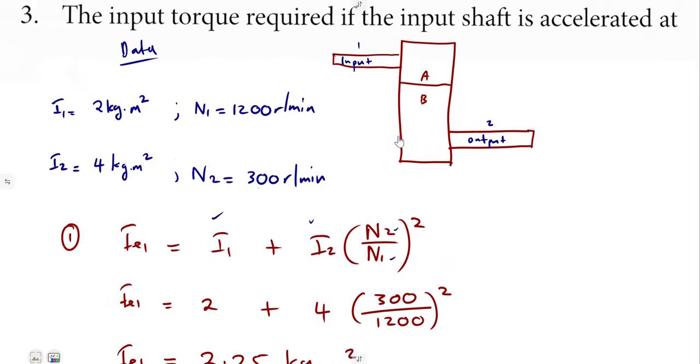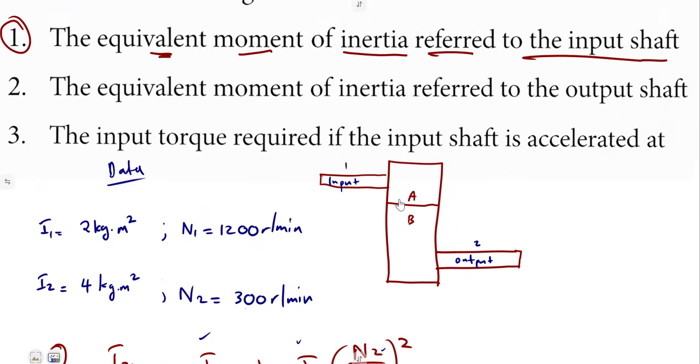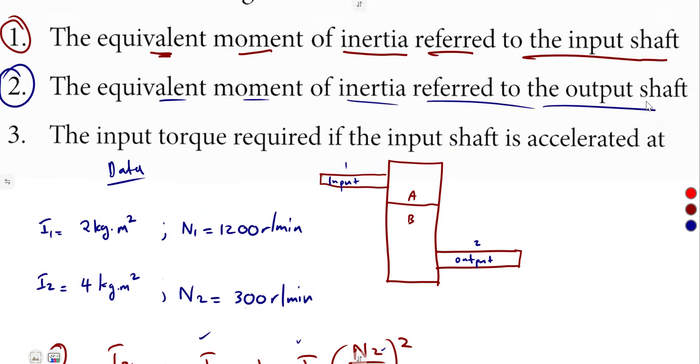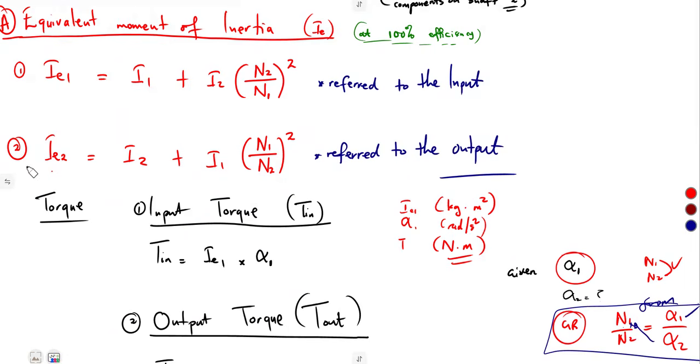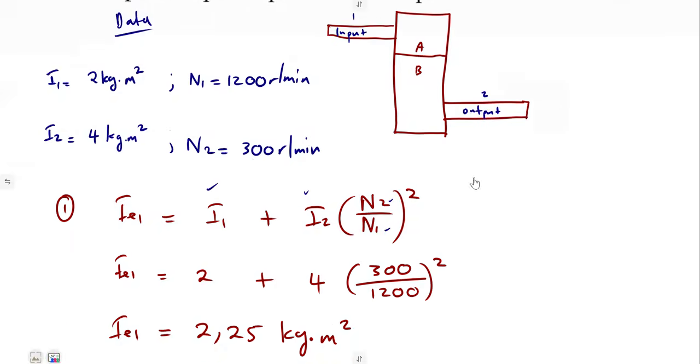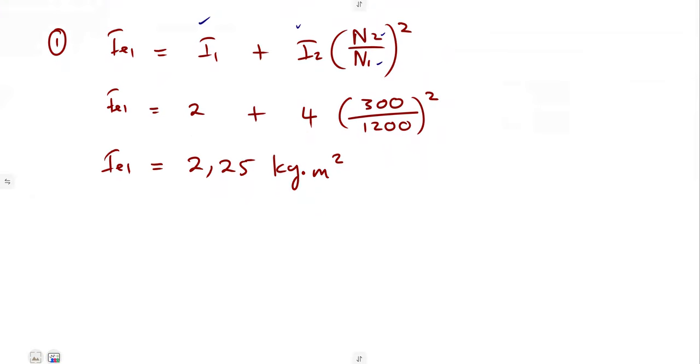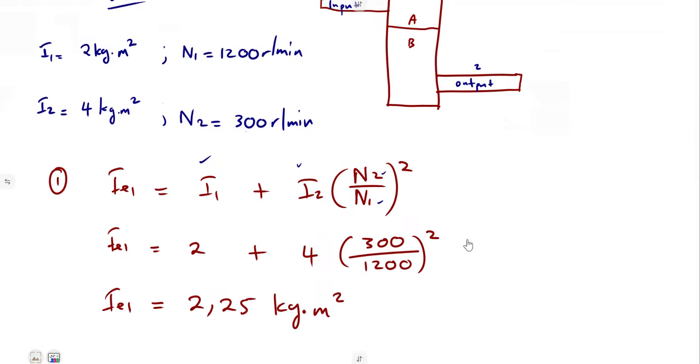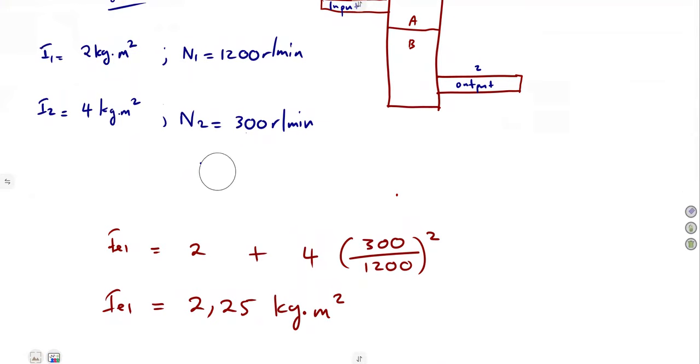So as we can see, it was a direct question, nothing to be adjusted. Then the equivalent moment of inertia referred to the output shaft again. This one is a direct formula, as we had this one before at 100% efficiency. So that's our IE2. Let me just put it here, guys, where we have got our information.